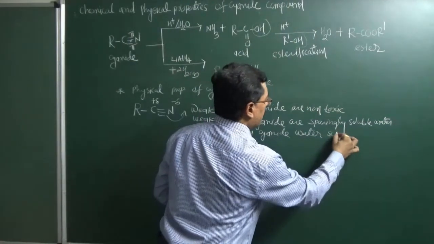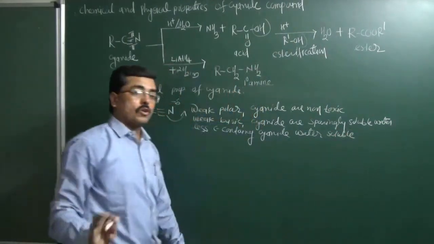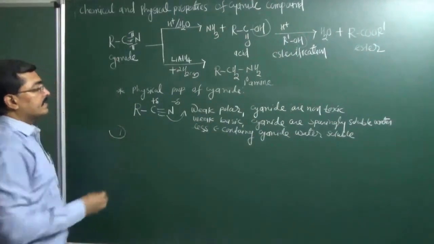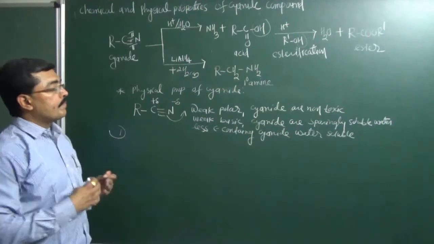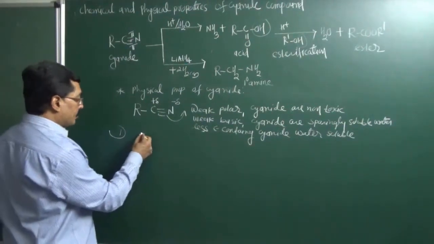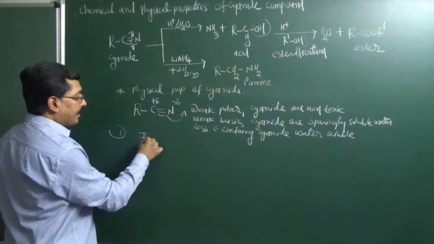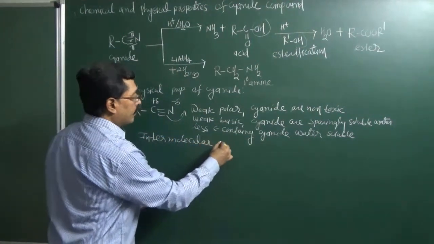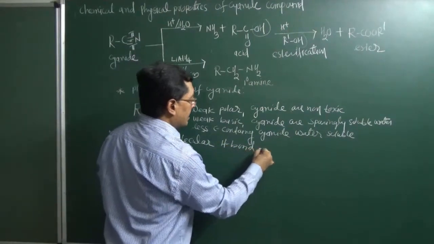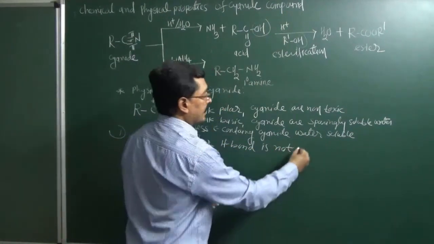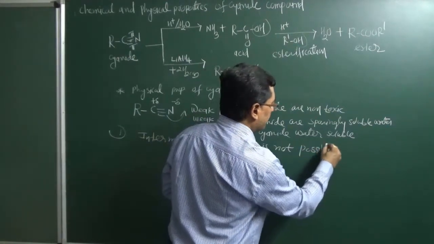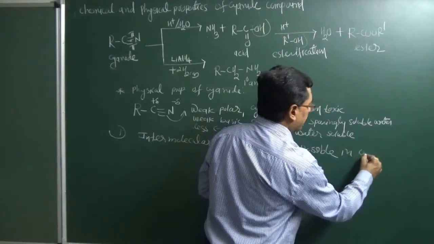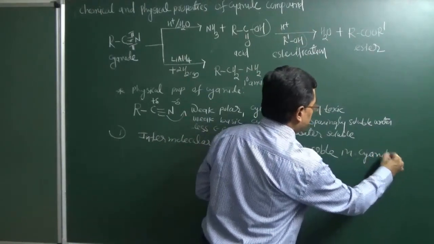When the number of carbon atoms increases, their solubility in water will decrease. So we have observed that in cyanide compounds there is no possibility of intermolecular hydrogen bonding. This type of intermolecular hydrogen bond is not possible in cyanide. They are polar, but intermolecular hydrogen bonding is not possible in cyanide compounds.